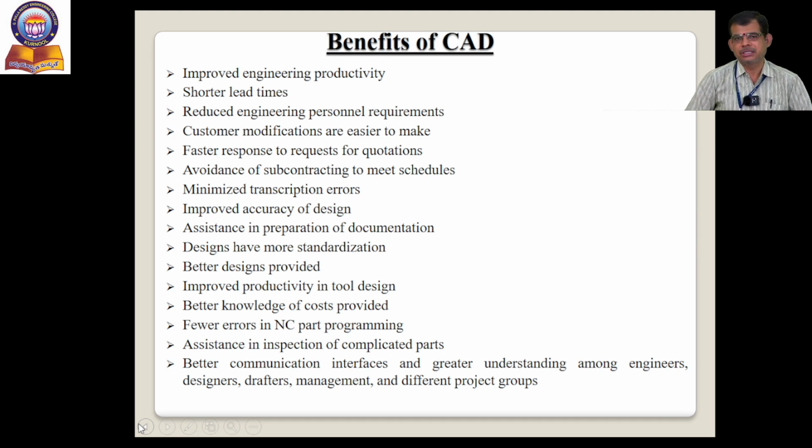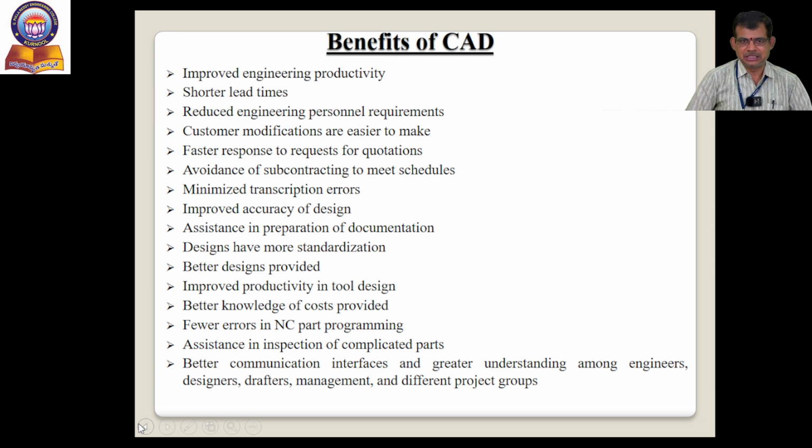Improved productivity in tool design. Also selection of proper cutting tools and machine tools is very easy. Better knowledge of costs is also provided. Few errors in part programming. In the manufacturing area, we are going to discuss part programming and all. When the design is very clear, writing the program is also very easy, and it can all be associated with the computer-aided manufacturing process. So errors are also minimized in part programming.